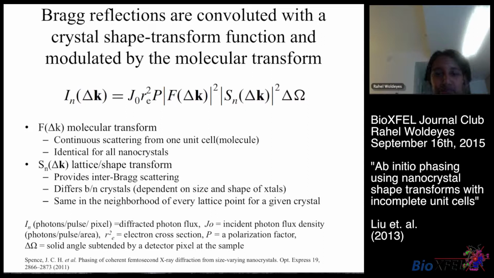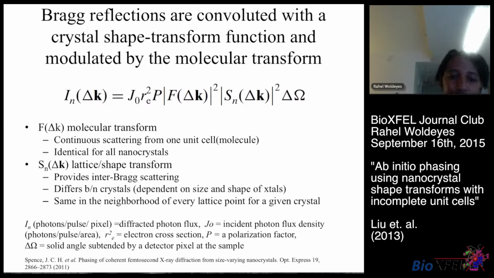The molecular transform function is the continuous scattering from one unit cell or molecule, and it's identical for all nanocrystals. The other function is the lattice transform or shape transform function, which provides the inter-Bragg scattering, and it differs between crystals depending on the size and shape of the crystal. But the most important point that I want to make now, and this will become important later, is that the shape transform is the same in the neighborhood around every lattice point for a given crystal. I'll come back to that later.